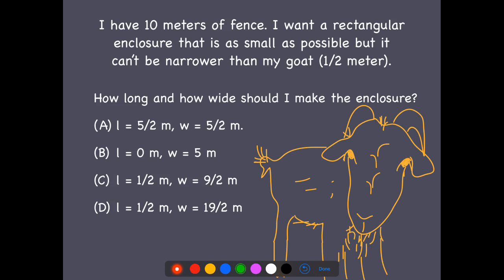Okay, so here's our first clicker question and first example. I have 10 meters of fence and I want a rectangular enclosure that's as small as possible for my goat, but it can't be narrower than my goat, and my goat is about 1/2 meter across. So how long and wide should I make the enclosure? I'll let you stop the video right now and do some thinking, and then when you come back we can talk about the answer.